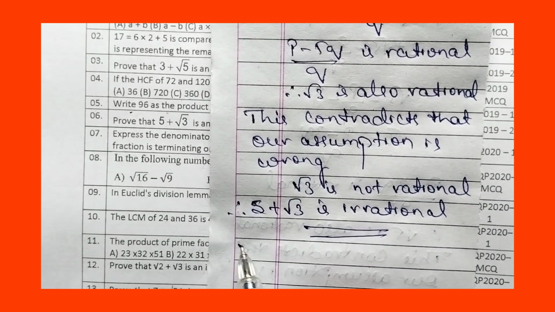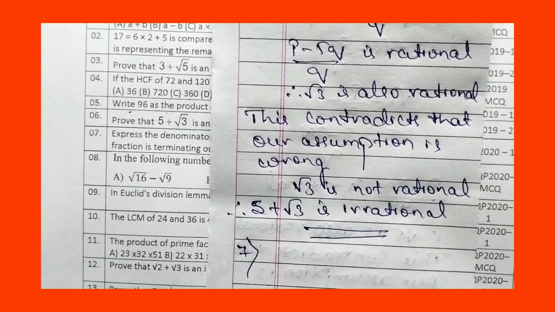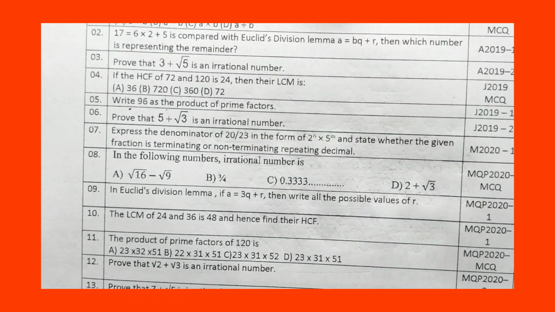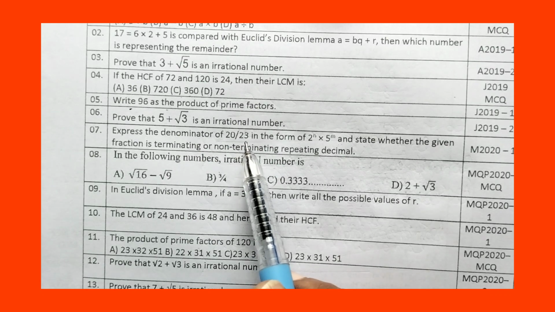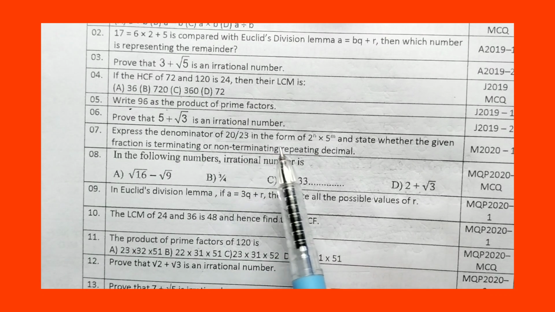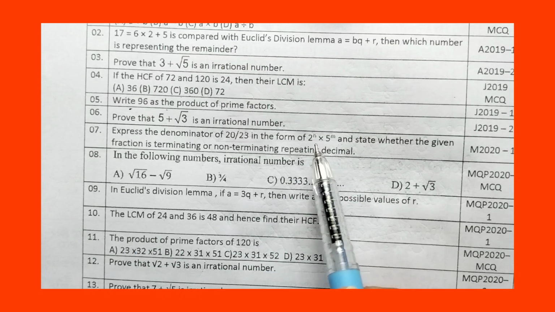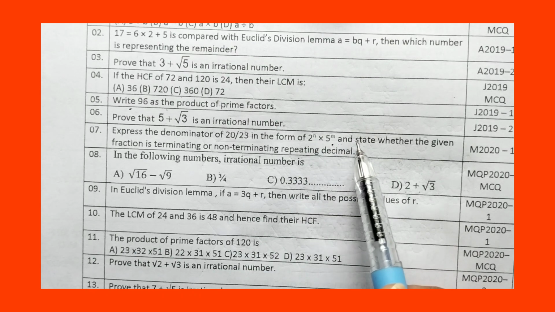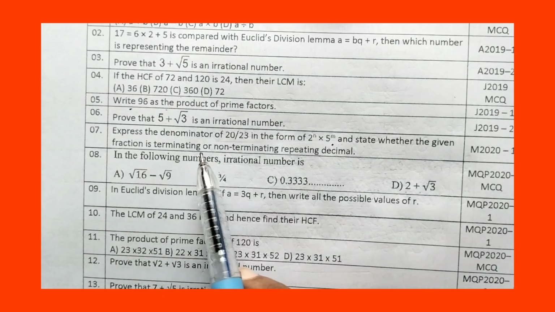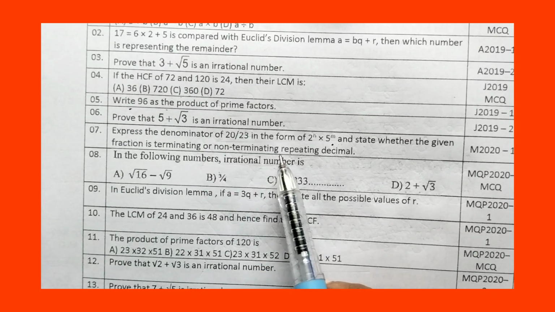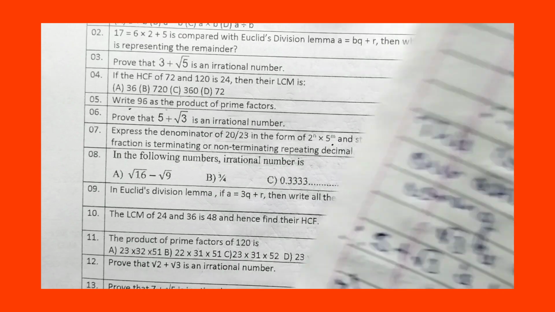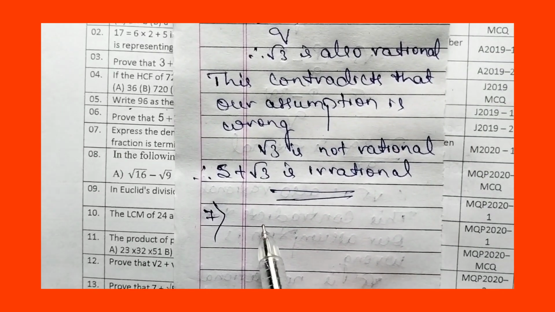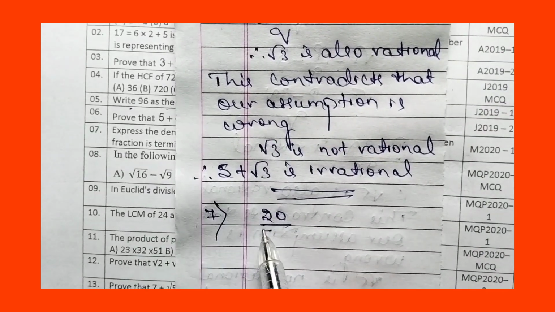So now let us move to the seventh question. What have they given in the seventh question? Express the denominator of 20 by 23 in the form of 2 to the power of n into 5 to the power of m, and state whether the given fraction is a terminating or non-terminating repeating decimal. So what they have given is 20 by 23.